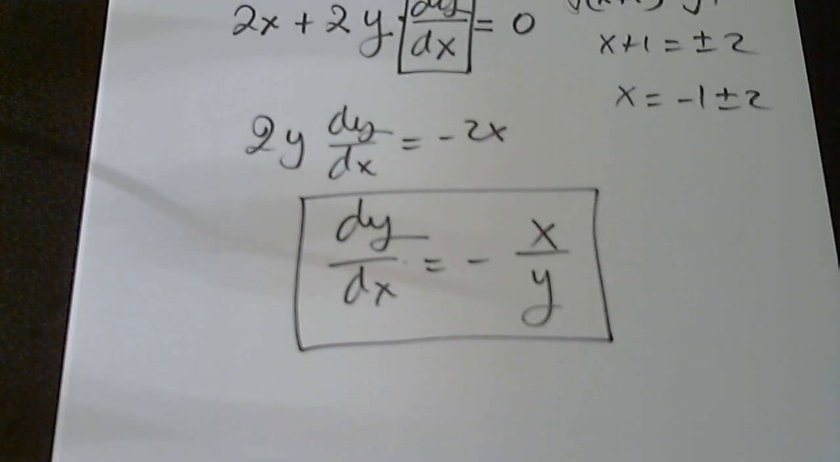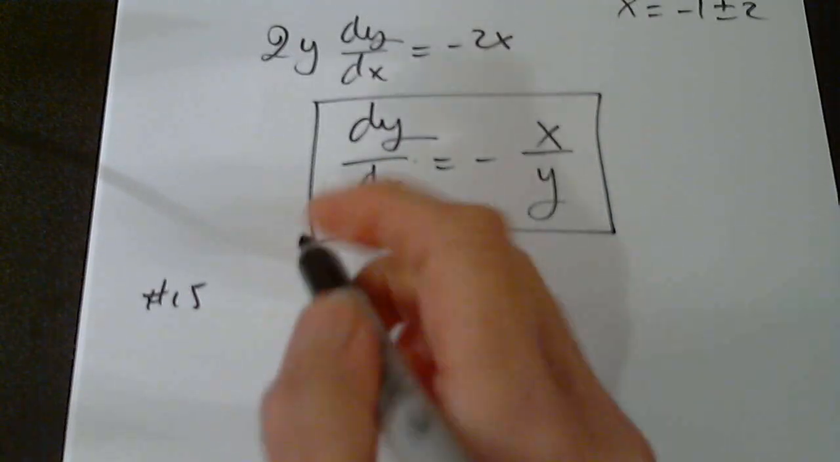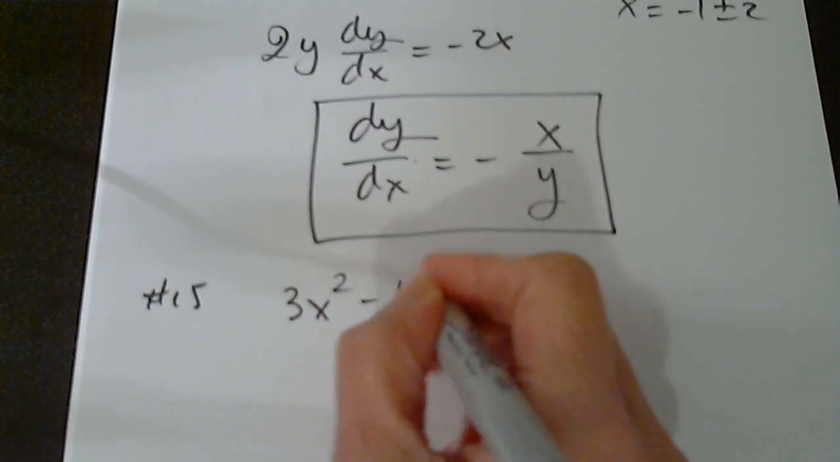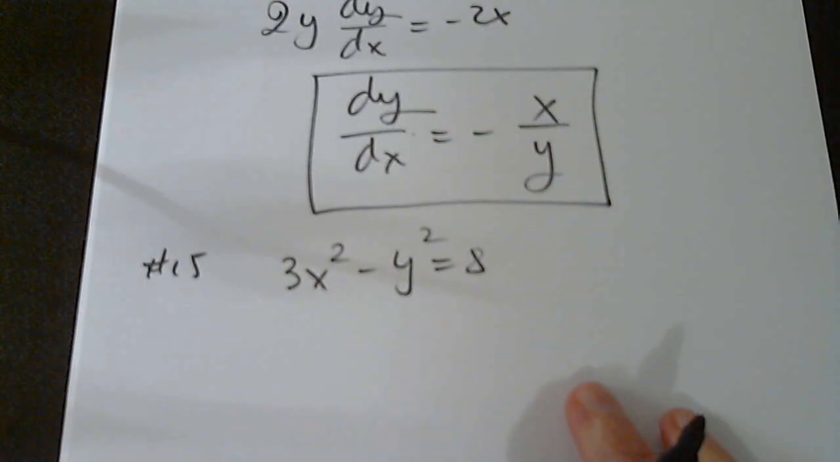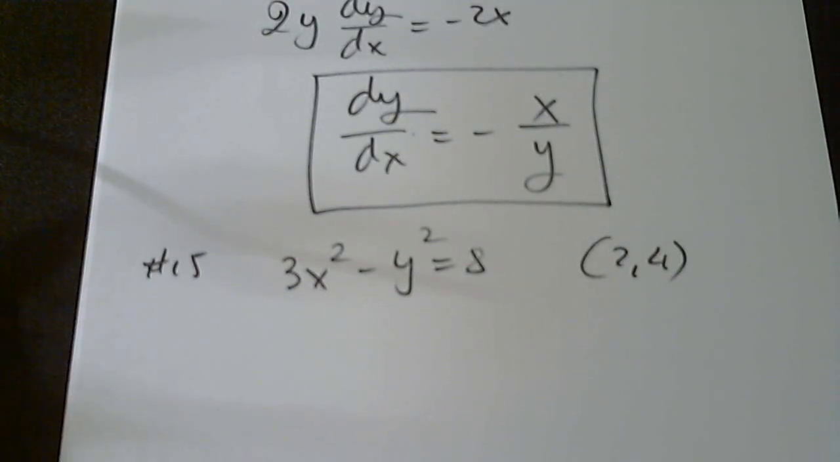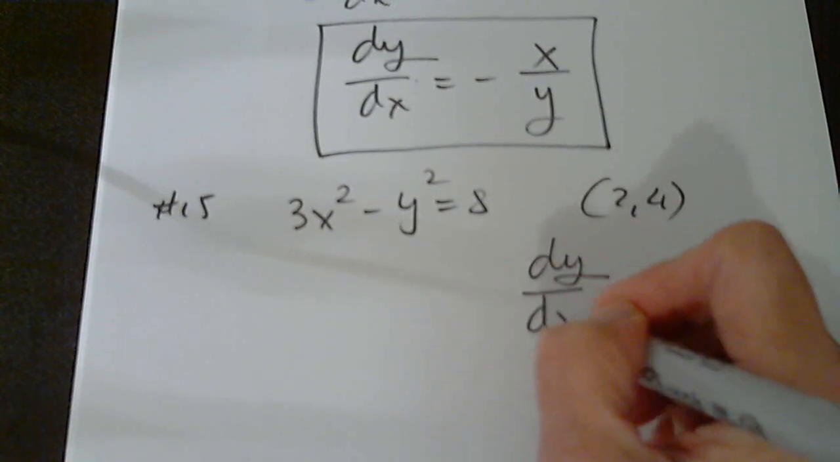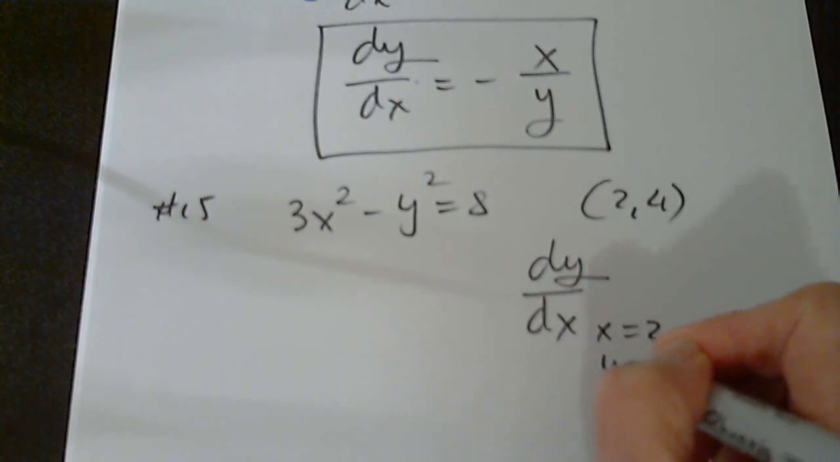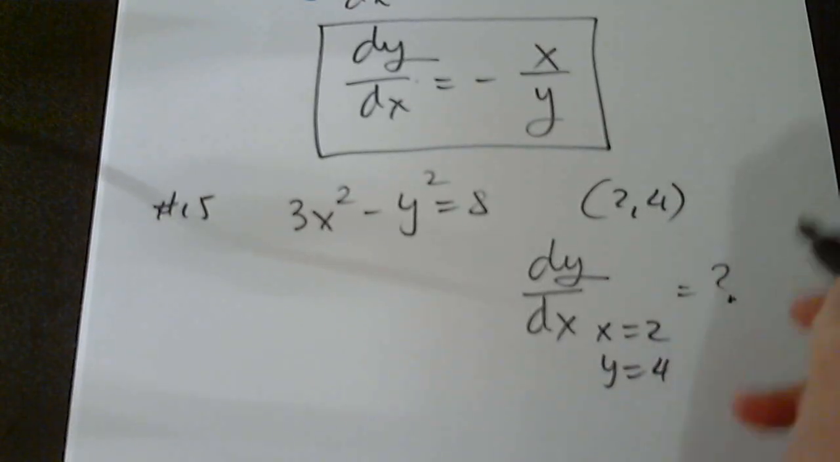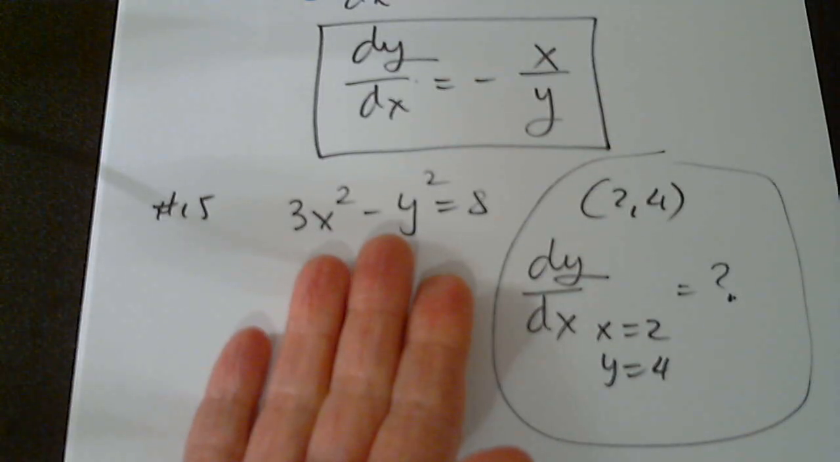15. Very good. Let's take a look. 15, good one. So 3x cubed minus y squared equals 8. And they want us to find the slope of the curve at the given point, which is 2, 4. So in order to find the slope, it will be dy over dx when x is 2 and when y is 4. That's the question. It says find the slope to the graph of this curve at this point.